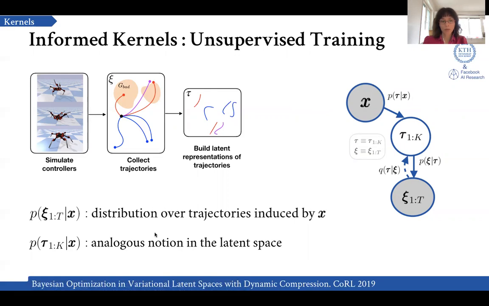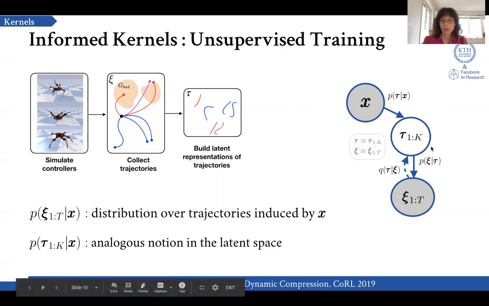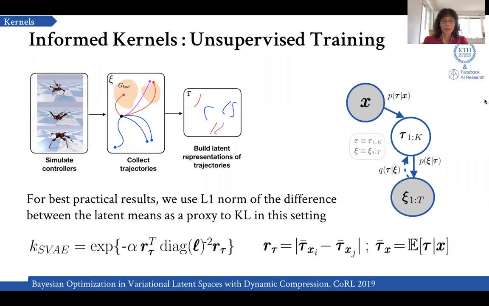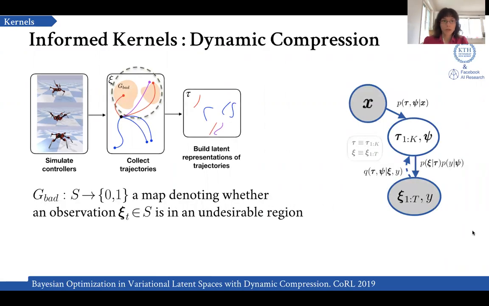So probability of trajectories in the original space that are induced by a certain controller, and the probability of the latent paths that are induced by this given controller. For best practical results, we will use L1 norm of the difference between the latent means as the proxy to KL in the setting. We'll show the correspondence in our write-up for this. And in this way, we'll obtain the kernel that is based on this sequential variational autoencoder. And now this will be a kernel informed by simulation.